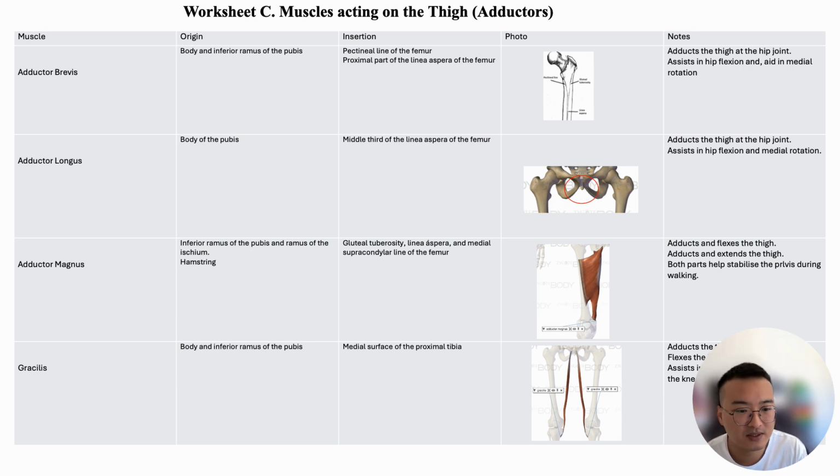And the last muscle is gracilis. The origin of it is body and the inferior ramus of the pubis, and the insertion is medial surface of the proximal tibia. It helps adduct the thigh at the hip joint, flexes the leg at the knee joint, and assists in medial rotation of the leg when the knee is flexed.